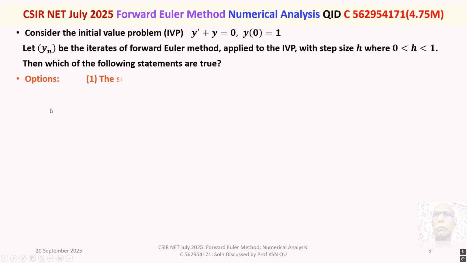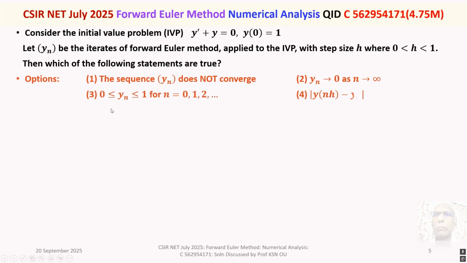We are given 4 options. Option 1, the sequence yn does not converge. Option 2, yn tends to 0 as n tends to infinity. Option 3, 0 less than or equal to yn less than or equal to 1 for n equal to 0, 1, 2, etc. Option 4, modulus of y of nh minus yn tends to 0 as n tends to infinity. Let's now discuss the solution of the problem in detail.